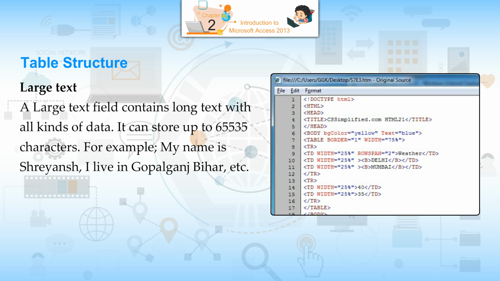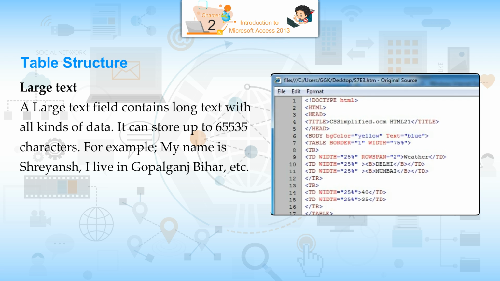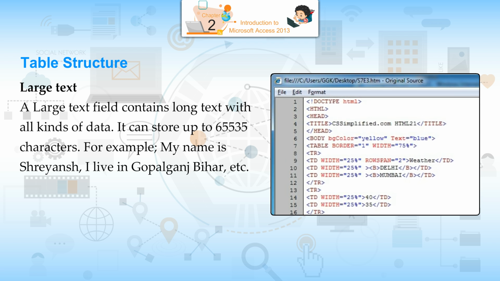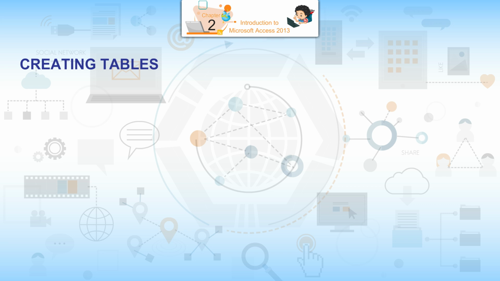It can store up to 65,535 characters. For example, my name is Shreyansh, I live in Gopalganj, Bihar, etc. Yes or no. A logical field contains characters to represent yes or no, true or false. For example, Y for yes, N for no, F for false, and T for true.